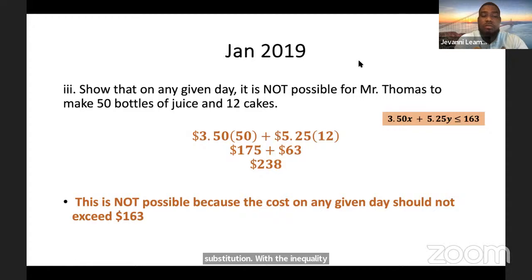You would just do a substitution in the expression part. You wouldn't use the inequality, because at the end you're going to end up with a nonsense statement that 238 is less than or equal to 163. So as sir has shown on the slide, you just do your straight substitution into the expression, and then you make your statement that it doesn't satisfy your constraint.